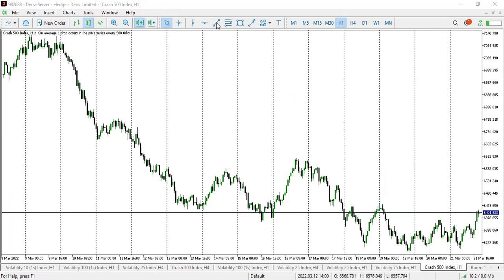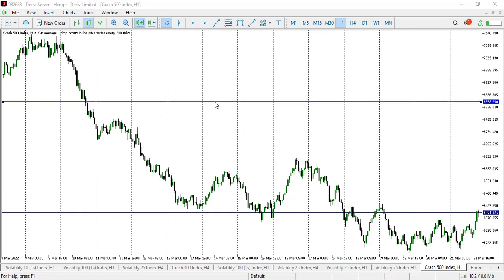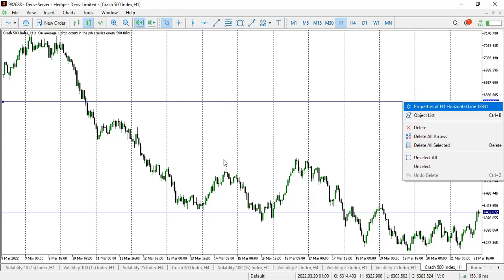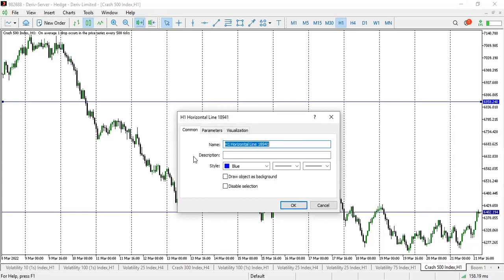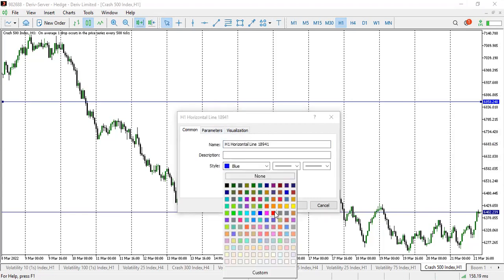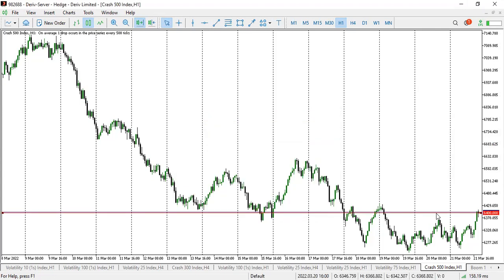You can use a different color for it. So for our 00 level, we're using the color red. 6,400, so we use red color for it. Right, so we have it there.